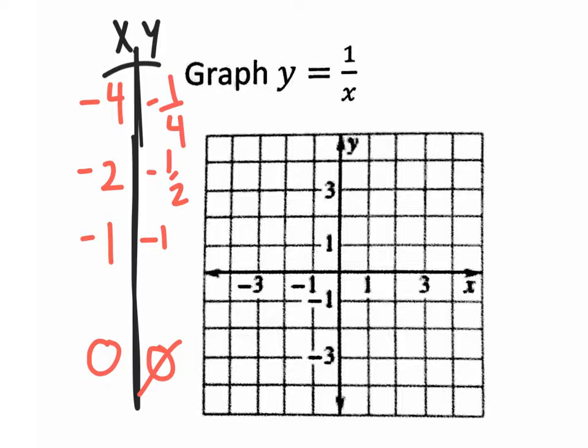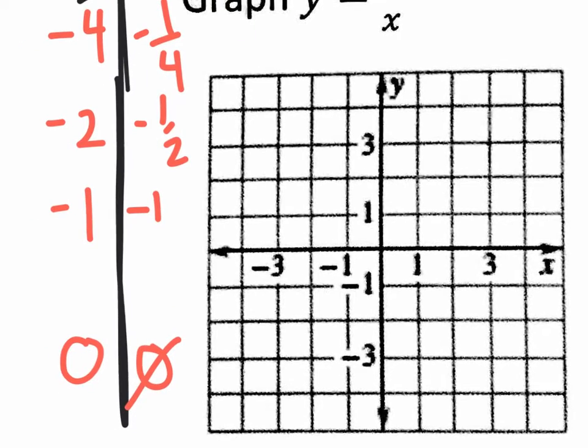So let's go to the coordinates -4, -1/4. So -4, 1, 2, 3, 4, and -1/4. -1/4 is right here. It's super close to the x-axis, right? So let me put a dot right there. And then let's go to the coordinate -2 and -1/2. So from the origin, -2 and -1/2, that's a little bit right there in the middle.